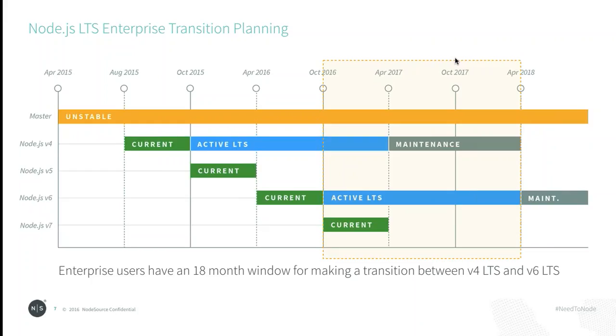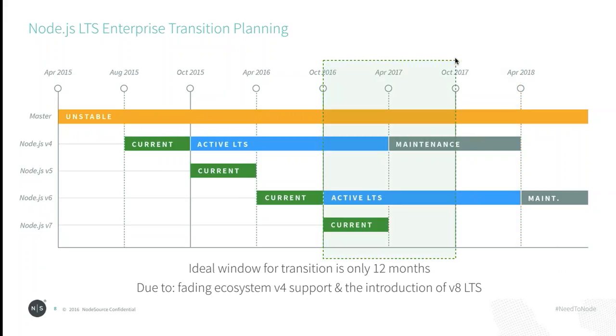And the full extent of it is actually 18 months. So from the beginning of version 6 LTS, which is now, to when version 4 LTS ends, you have 18 months to plan a migration between the 2 versions. However, a recommended migration window is only 12 months long.